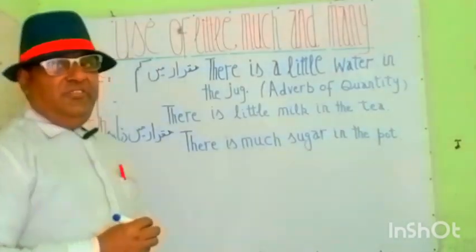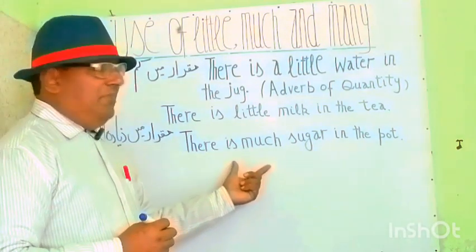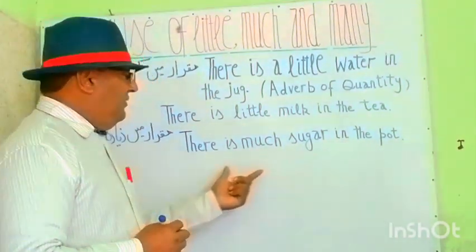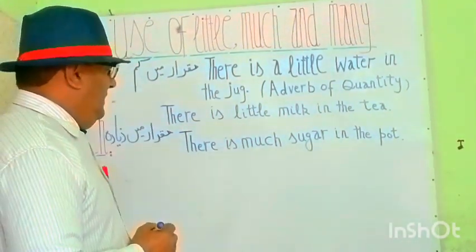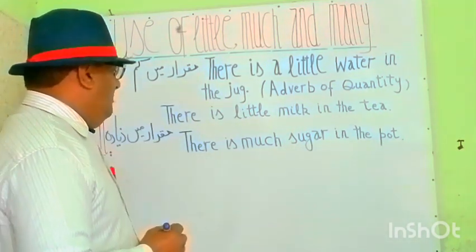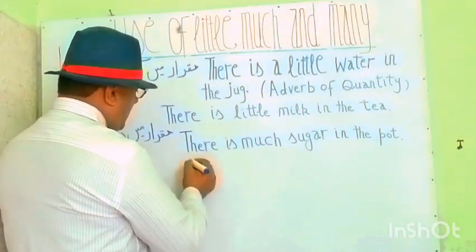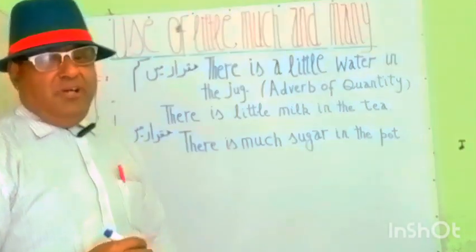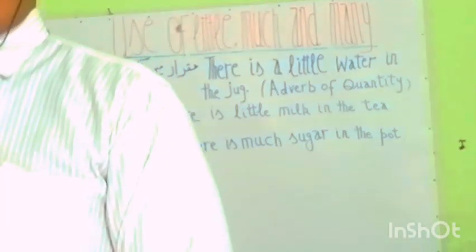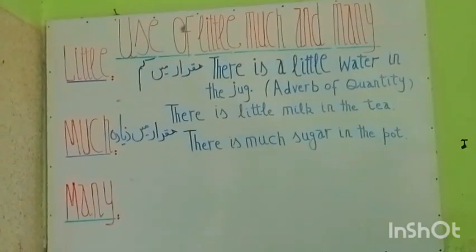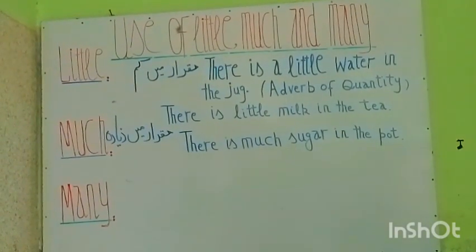बर्तन में चीनी ज़्यादा है. There is much sugar in the pot. Let's see another example. आइए एक और मिसाल देते हैं.